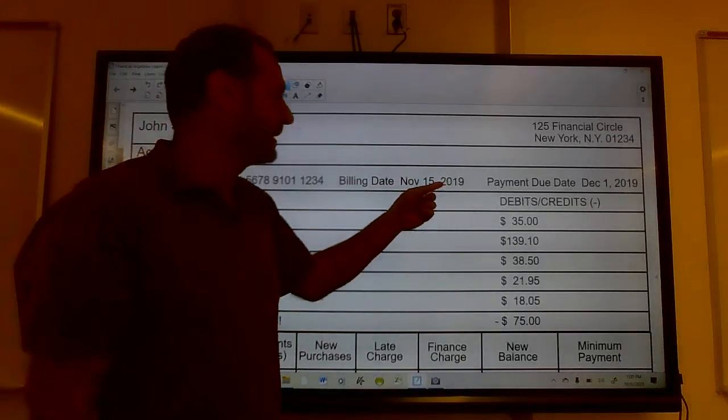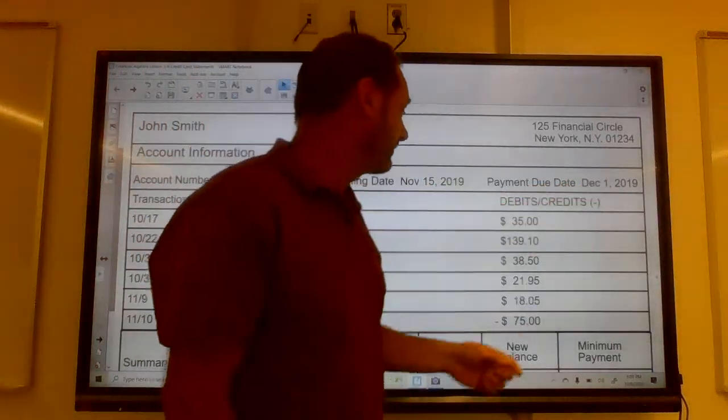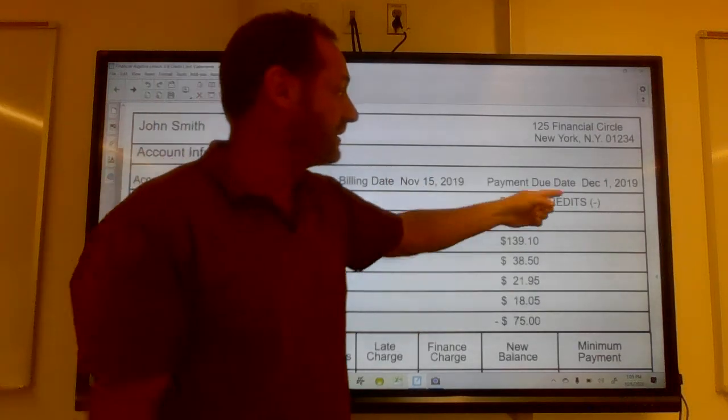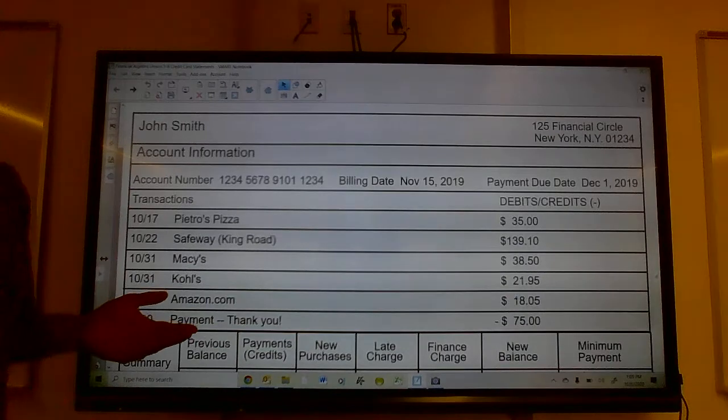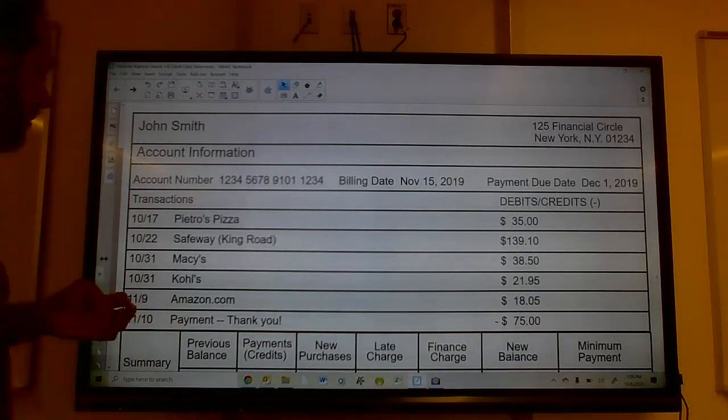It's got the billing date on there and the payment due date. So the billing date is November 15th. The payment is due by December 1st. If it comes in later than December 1st, that's going to be bad for your credit. Okay, they're going to report you as being late.